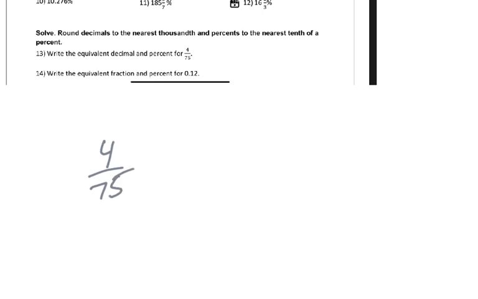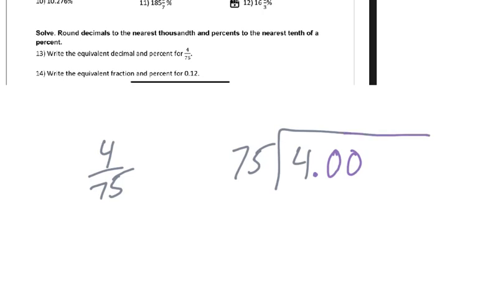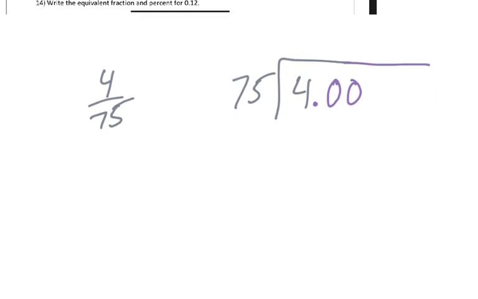Okay, so we want to convert this. Now, this is a little difficult because 75 doesn't convert into 100 very easily. So again, we're going to write 4 and 75. Notice 4 goes in the inside. Now, the trick here is that you actually need 2 zeros because 75 doesn't go into 40. So we got to do 400.